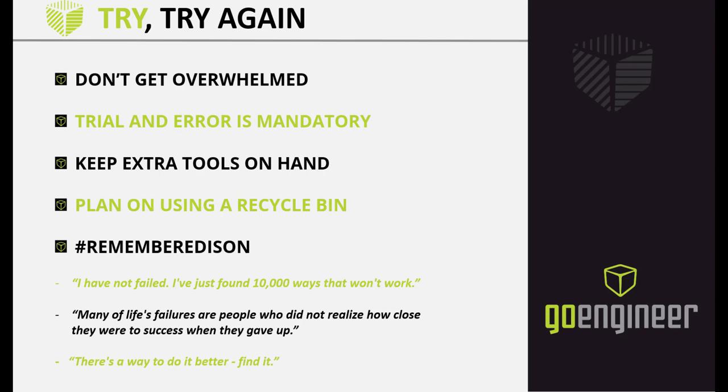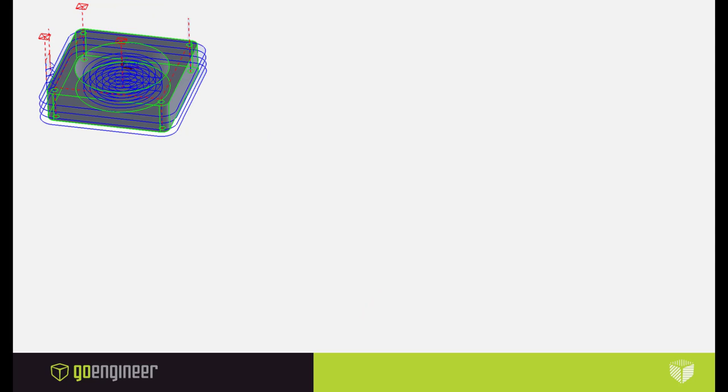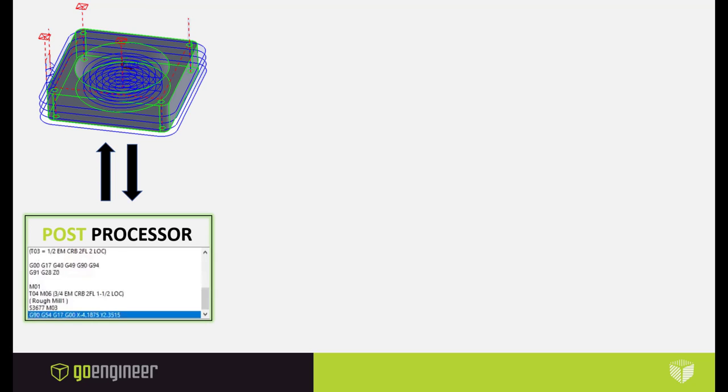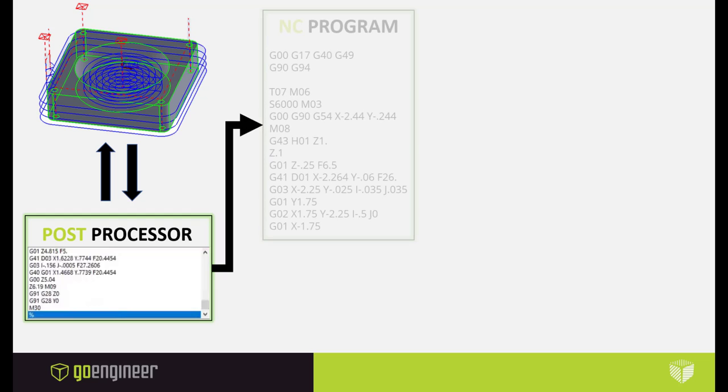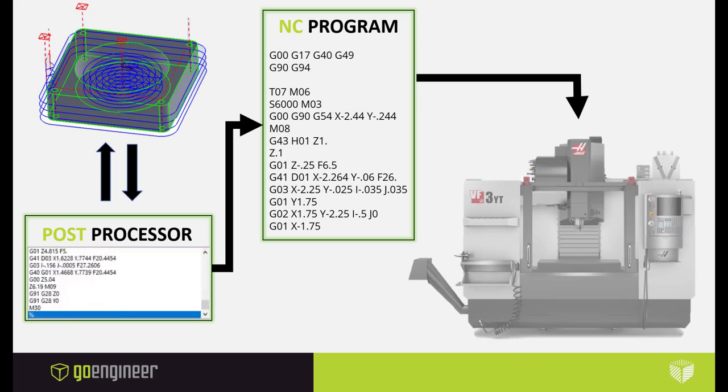Let's switch gears and talk about G-code. It's the type of code used to tell a machine what type of action to perform. Think of it as a set of instructions for a machine to follow. In order to produce G-code, a post-processor must be used. A post-processor's role is to translate the toolpaths we created into a language that the machine can understand, which is referred to as an NC program. This is where the G-code resides. The NC program can be loaded into the machine's controller to run the program.